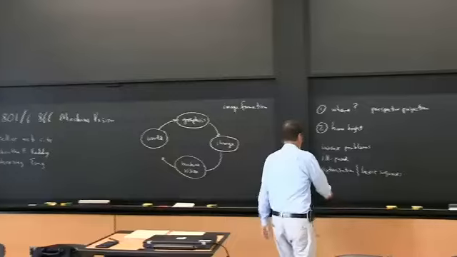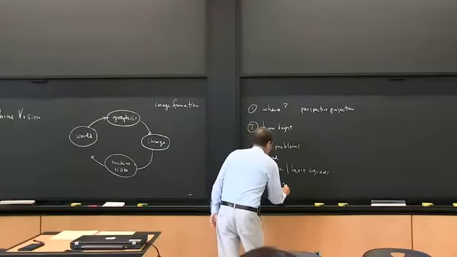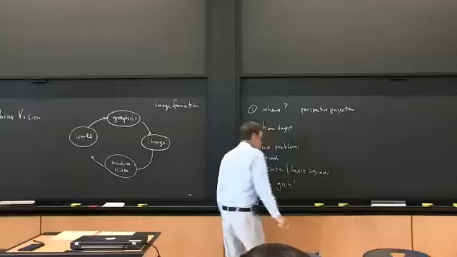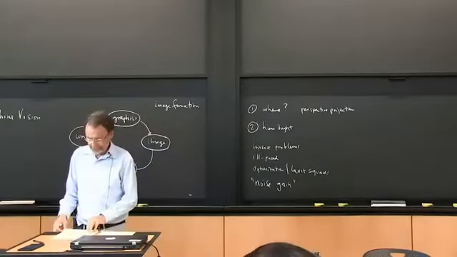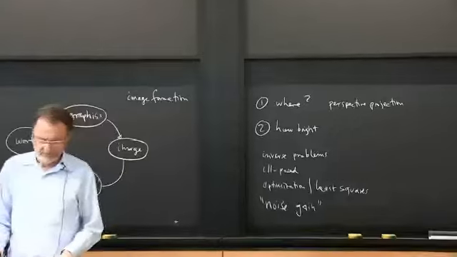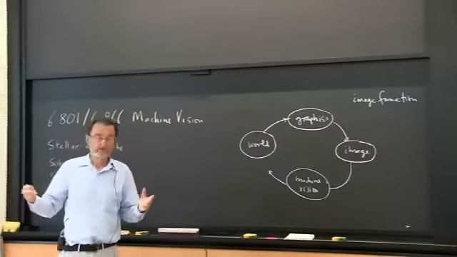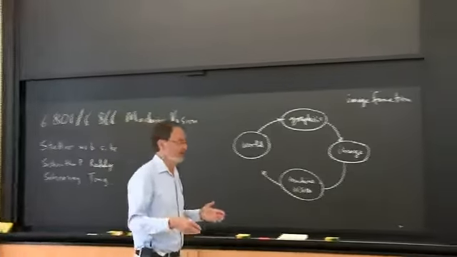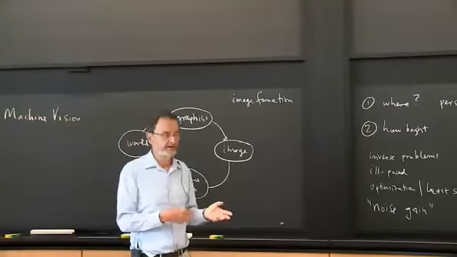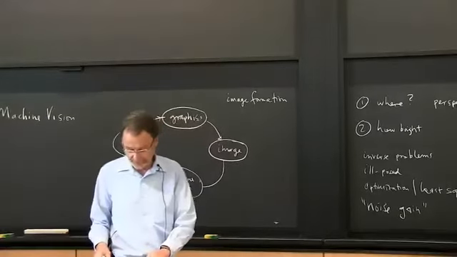But we have to be aware of, as I already mentioned, noise gain. So not only do we want to have a method for solving the problem, but we'd like to be able to say how robust it is. If my image measurements are off by 1%, does that mean that the answers are completely meaningless, or does it mean that they're just off by 1%? So that kind of thing. Okay.